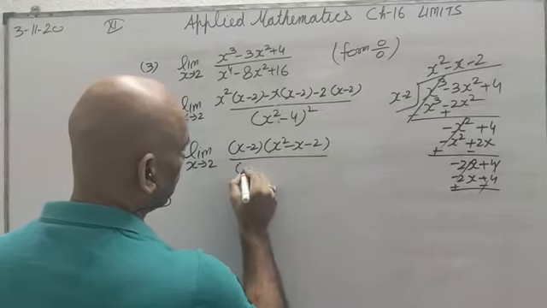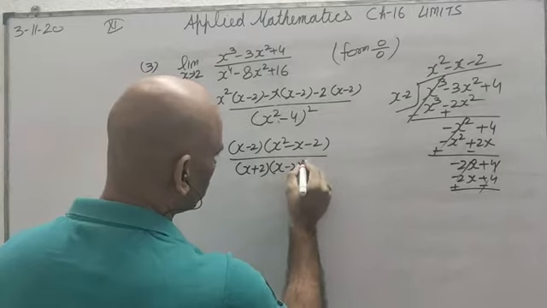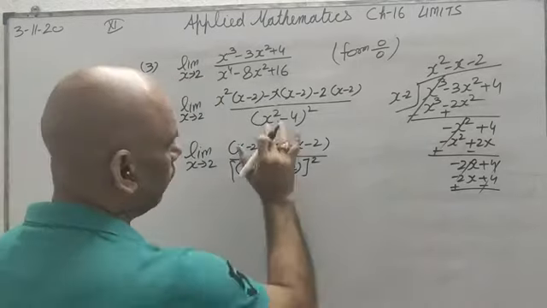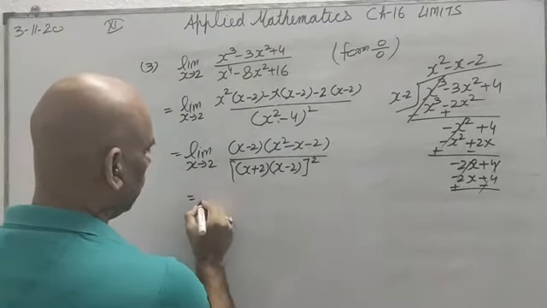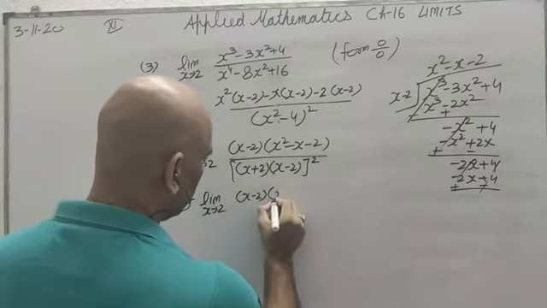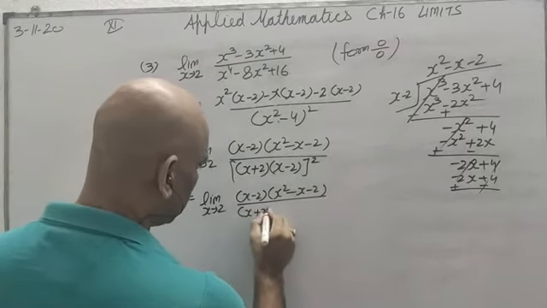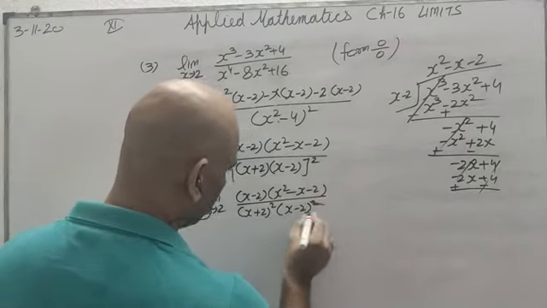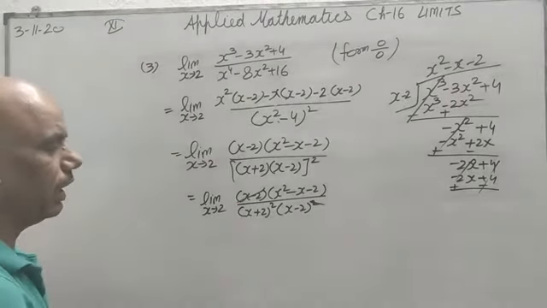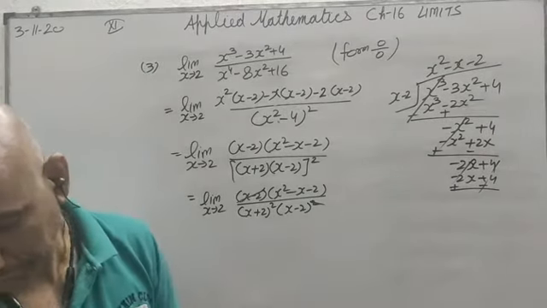I got x plus 2 and (x minus 2) whole square, because at the denominator I will factorize this once again. Now you can write it: limit x tends to 2, (x minus 2) upon (x square minus x minus 2), and I can write the denominator as (x plus 2) whole square times (x minus 2) whole square. So from the whole square, one power cancels, and once this is cancelled, now it is not an indeterminate form. Once x minus 2 is gone from the top, this indeterminate form will not remain.